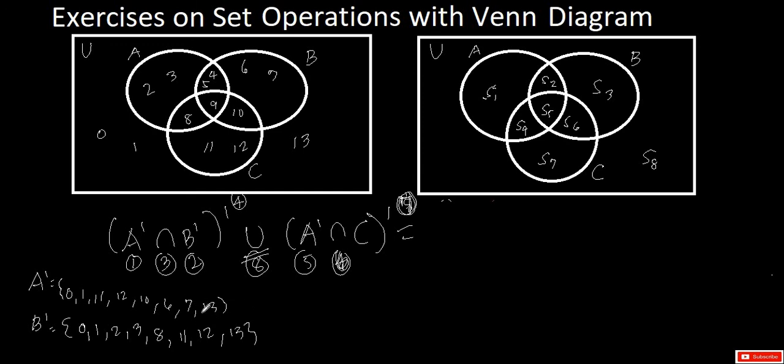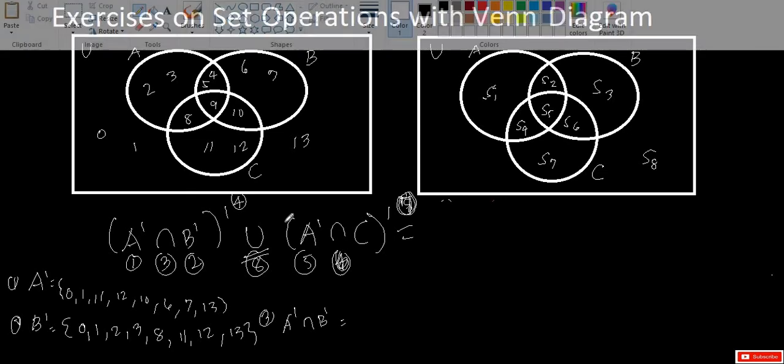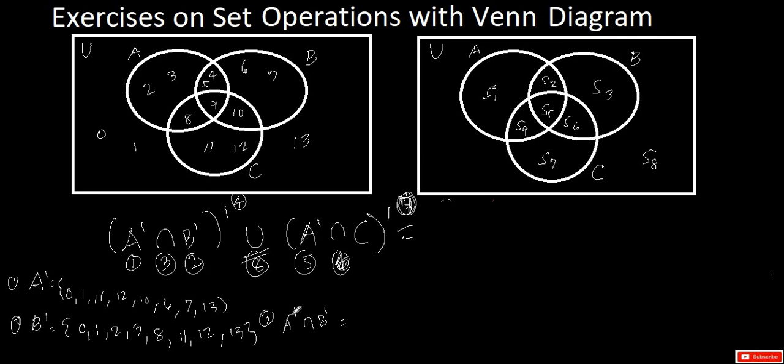Okay, and let's have step 3. This is our step 1, step 2. And step 3, we determine the intersection of A complement and B complement. Okay, so let's use another color so that you can easily see the result. Let's look for the common elements of A complement and B complement. We have 0, 1, 11, what else? 12 and 13.